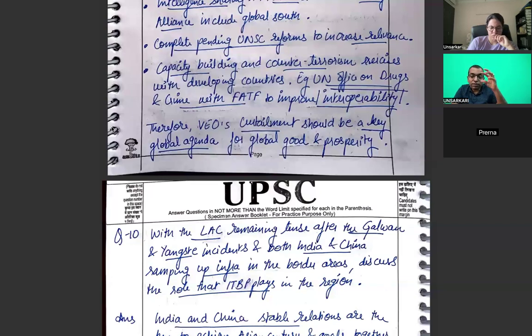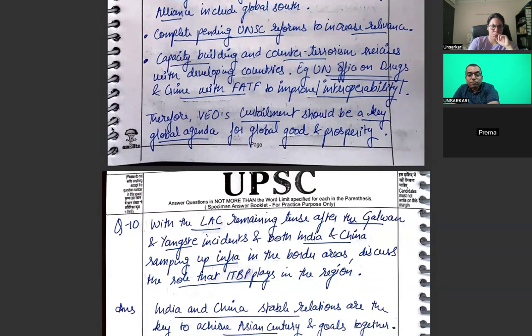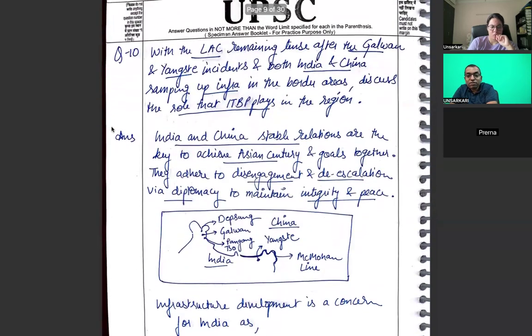So, in the case of India, you have to bring in the northeast and the proxy war of Pakistan. Both these ideas, because the second layer will be coming like that. With the LAC remaining tense after the Galwan and Yangtze incidents, both India and China ramping up infrastructure on border areas, discuss the role of ITBP.